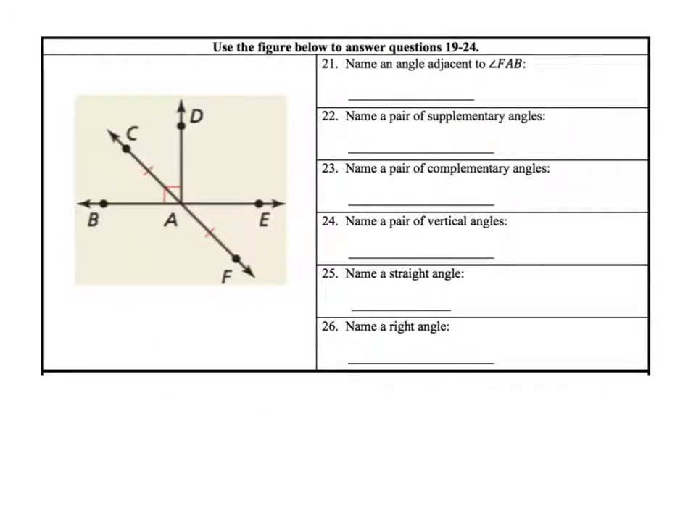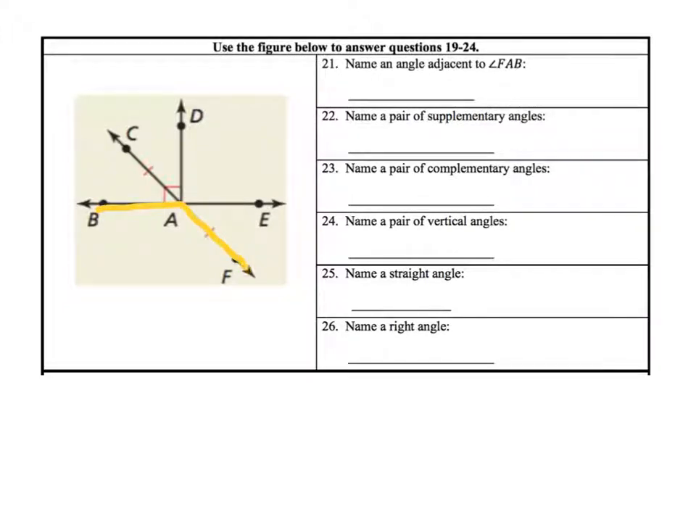21 says use the figure below to answer the questions 19 through 24. Well, I guess technically 21 through 26. It says name an angle adjacent to angle FAB. Remember, adjacent means next to. So we're looking for an angle that's next to FAB.